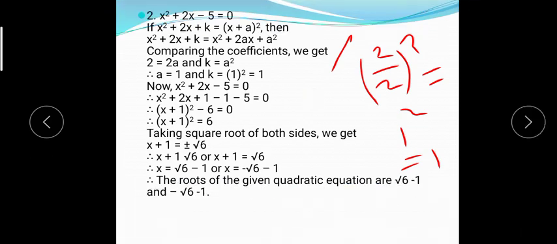So after adding and subtracting the 1, you will get x square plus 2x plus 1 minus 5 is equal to 0. So (x plus 1) whole square minus 6 is equal to 0. (x plus 1) whole square is equal to 6. By taking the square root, you will get x plus 1 is equal to plus minus root 6. So x is equal to root 6 minus 1, or minus root 6 minus 1. These are the roots of the given quadratic equation.